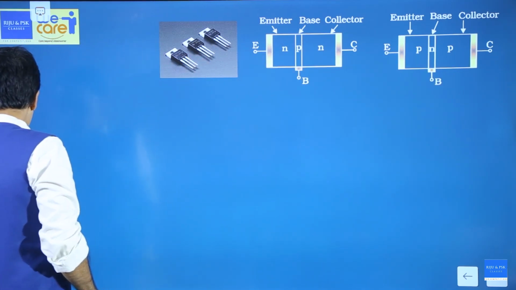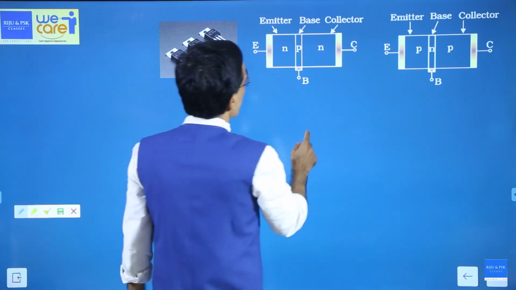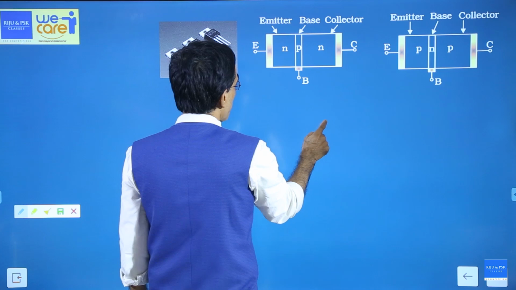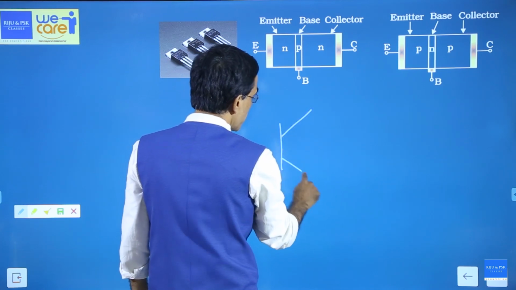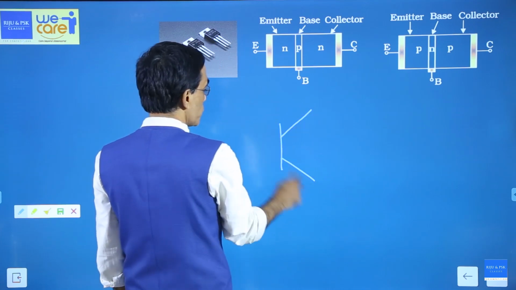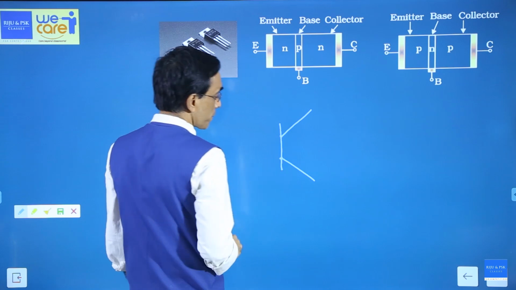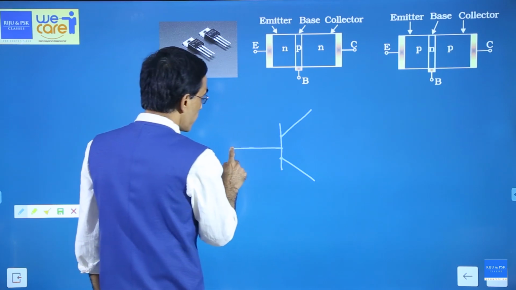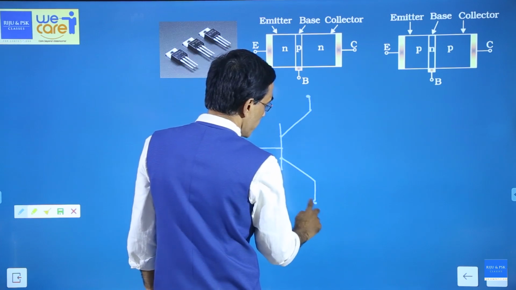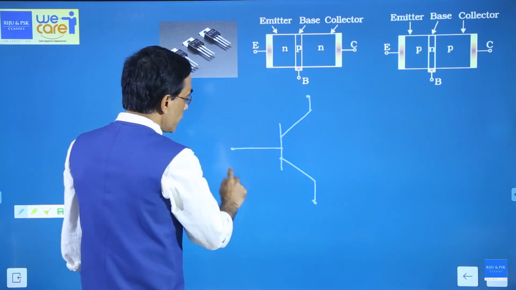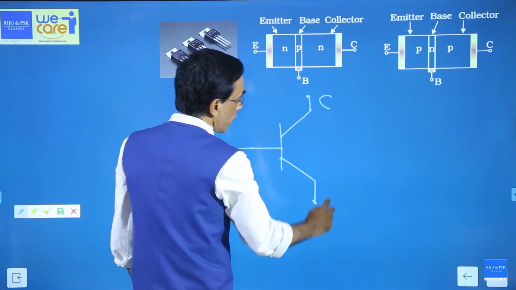Now, how do we draw their symbols? Normally, an NPN transistor is represented by three lines like this. These three lines represent three segments: 1, 2, 3. And there are two junctions, one junction here, another junction here. There are three connecting wires, one here, another here, another here. The central one is called the base. One of them is called the collector, the other is called the emitter.